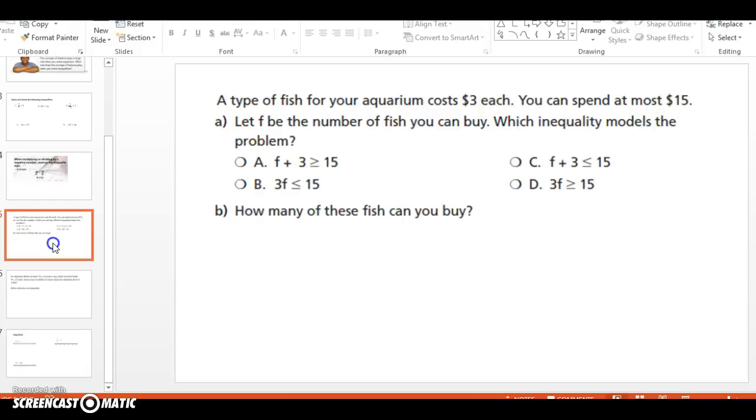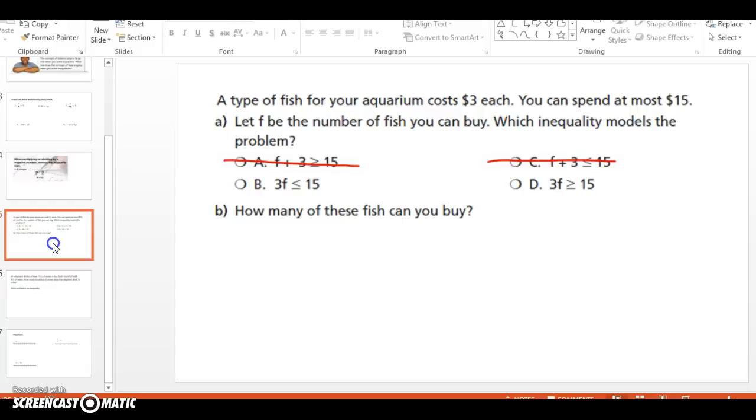Can you knock some of them off? Which ones can you knock off? A and C. Why can you knock off A and C? Because they're adding, you wouldn't say, I can buy this many fish and then add $3. That wouldn't make any sense. Because the cost is $3 per fish. So those don't make sense at all. Not at all. Okay? So now you've got it narrowed down to C and D.